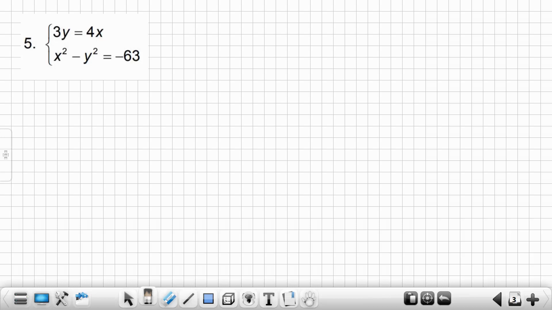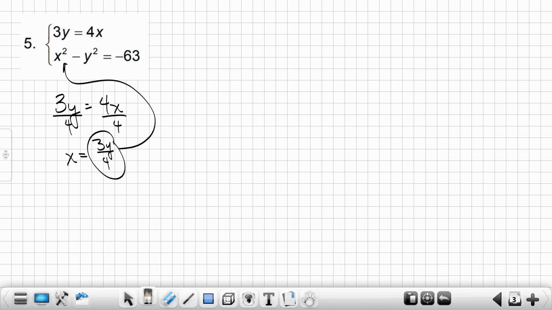3y equals 4x. We're going to solve for either one. Solve for x. Okay, we'll divide by 4. We want to get x by itself. We divide by 4, so x equals 3y over 4. I'm going to take that and plug it in. We can do it either way. It doesn't matter.